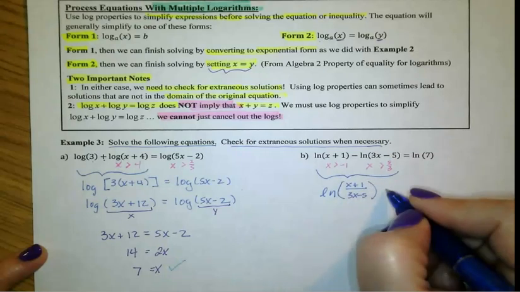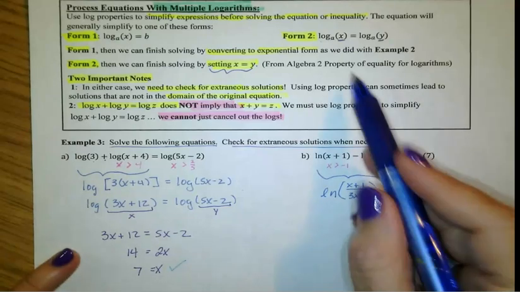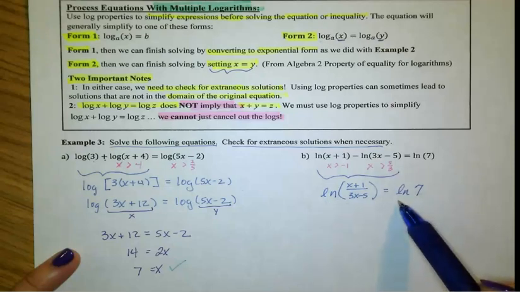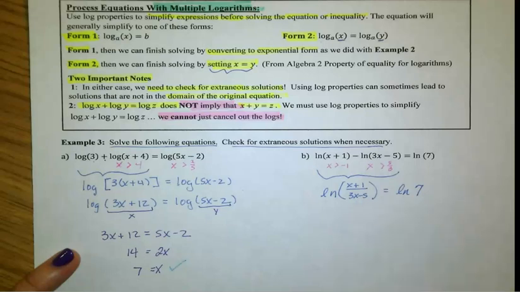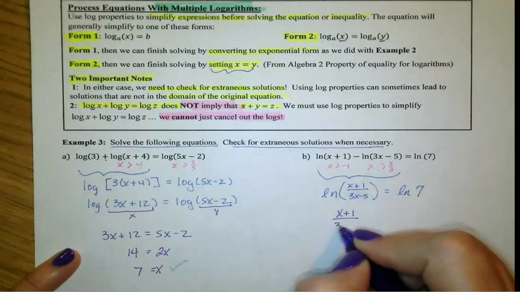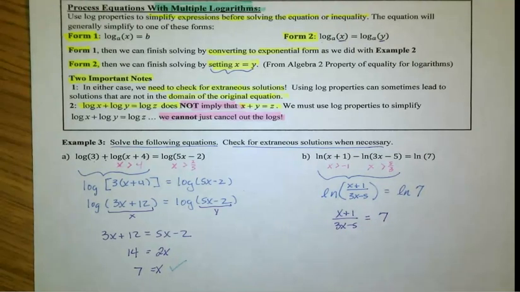So now that's my argument, and that equals natural log of 7. Now I have established this property where I have one log over here, which happens to be natural log base e, and one log over here, which also happens to be natural log base e. Those are the same logs, which means according to this equal sign, I can equate the arguments. So I'm going to have x plus 1 over 3x minus 5, and that's going to equal 7. Now I'm going to go about the process of solving for x.